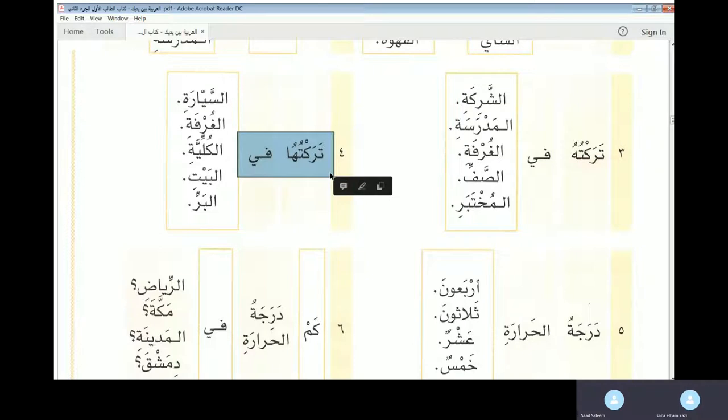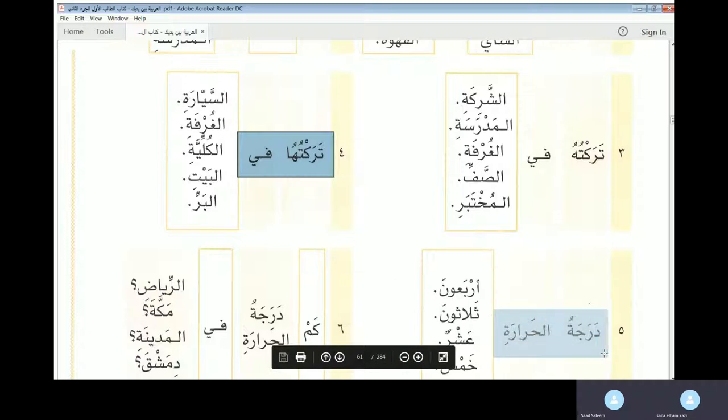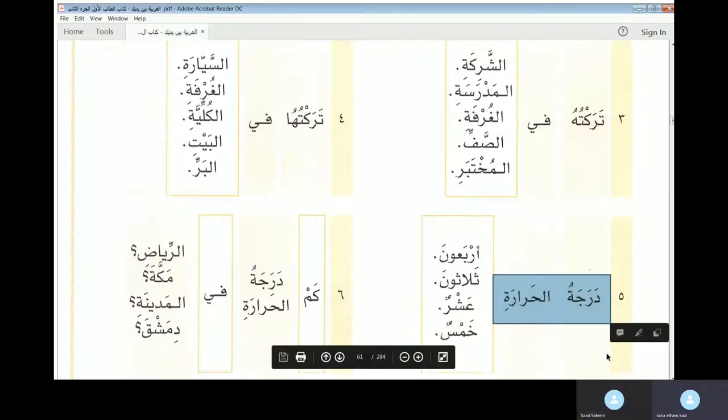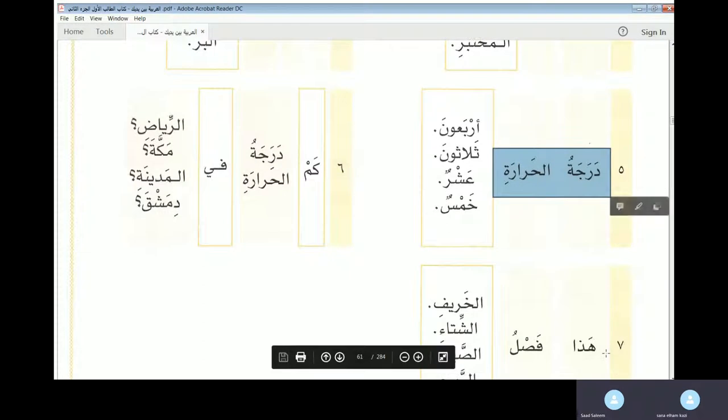تركتها في السيارة. I left it in the car. تركتها في الغرفة. I left it in the room. تركتها في الكلية. I left it in the faculty. تركتها في البيت. I left it in the house. تركتها في البر. I left it in the land. درجة الحرارة 40. The temperature is 40 degrees. درجة الحرارة 30. The temperature is 30 degrees.